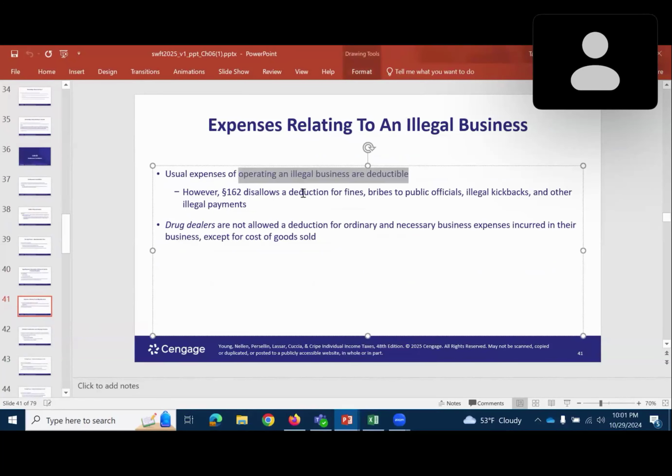Section 162 disallows fines, bribes, etc. from being deducted. But what's ironic is drug dealers are allowed to deduct ordinary and necessary business expenses incurred in their business, except for cost of goods sold. So there are drug dealers out there that are making money and putting it on their tax return.